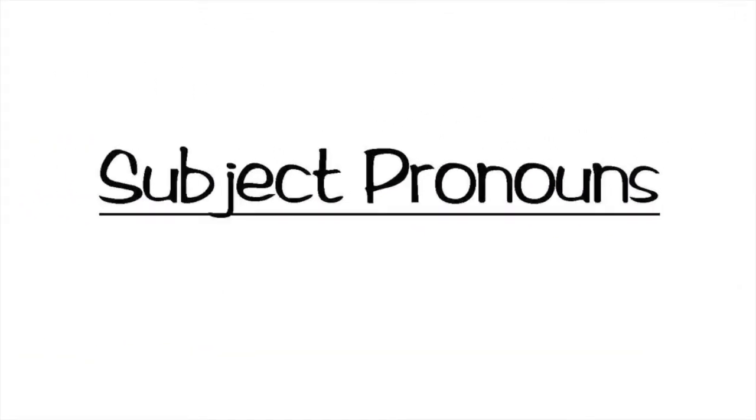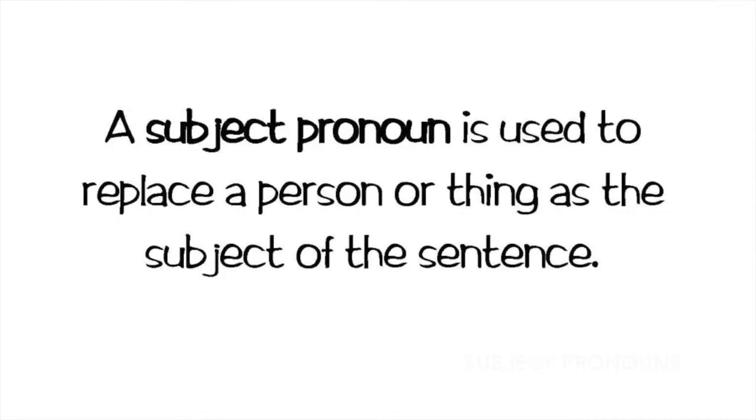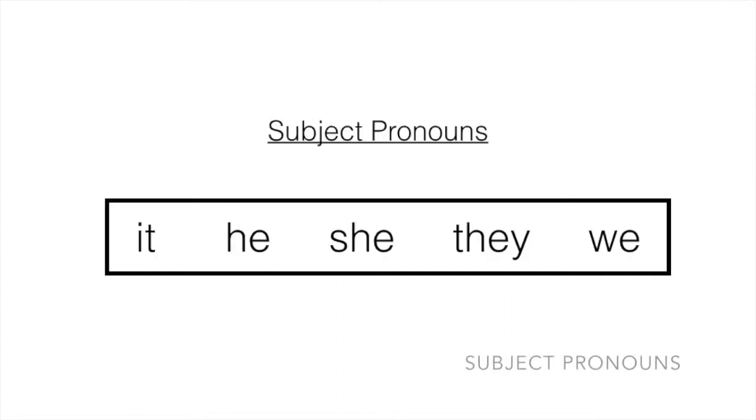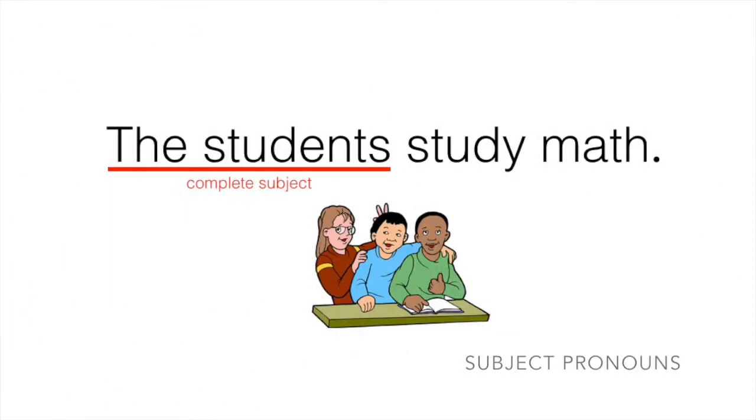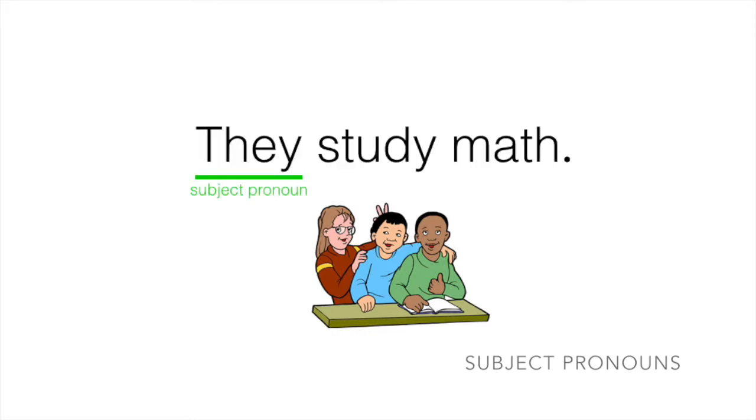Next, we have subject pronouns. A subject pronoun is used to replace a person or thing as the subject of the sentence. The subject pronouns we are working with are it, he, she, they, and we. In this example, the students study math. We can replace the students with the pronoun they, and it does not change the meaning of the sentence. So instead of the students study math, we would say they study math.